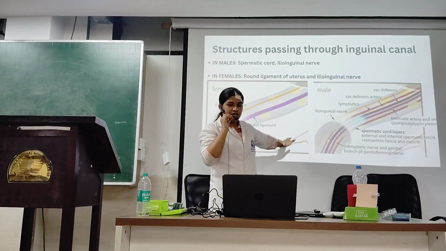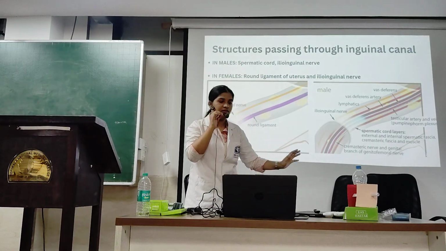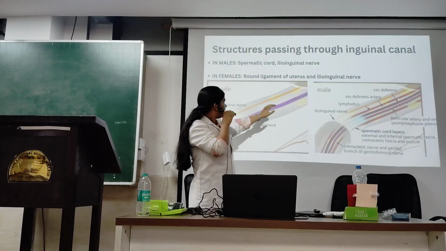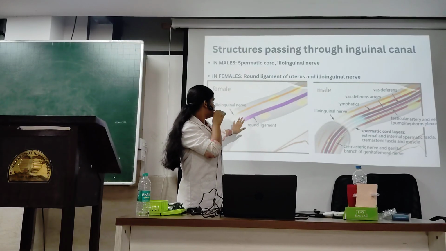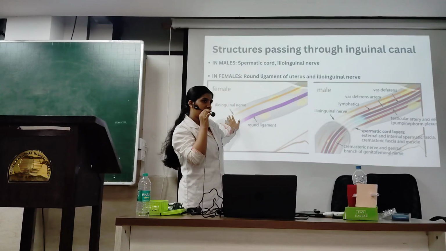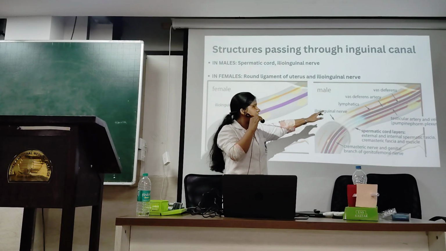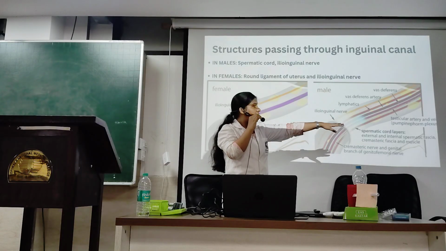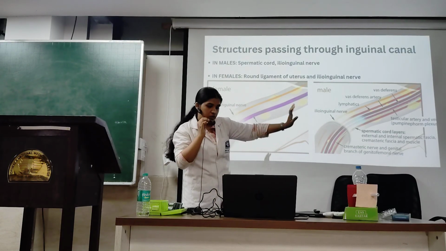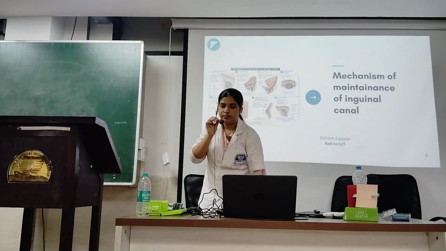Structures passing through the inguinal canal: obviously it won't be empty. In males and females, some structures differ. The spermatic cord is present in males, and the round ligament of the uterus is present in females, and in both males and females, the ilioinguinal nerve is there. In males, the spermatic cord carries the vas deferens, testicular arteries and veins, and the pampiniform plexus. So yeah, that's it from my side. Now I will call Soham to continue.